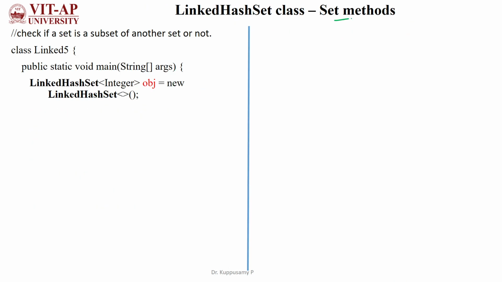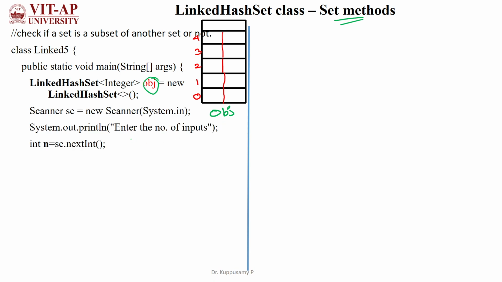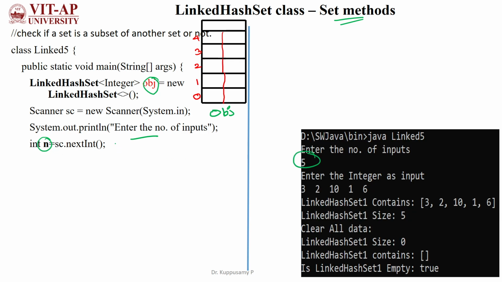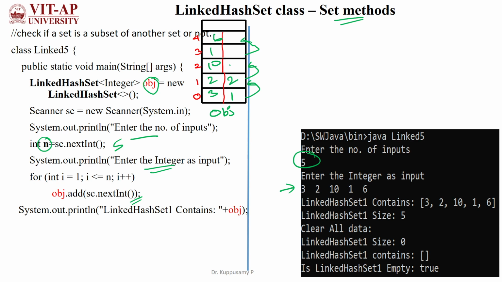And here other methods are also available in the set. So here obj is the variable which is creating the linked hash set structure and receiving the inputs. Here we are receiving 5 as the input. Then we are entering 5 inputs one by one, as we have discussed in the previous slide. So 3 2 10 1 6 are entered, and links are also created by using the address field here. Then 3 has the address of the next one, and this has the address of the next one. So like this it will be filled. Finally the last one has the null.